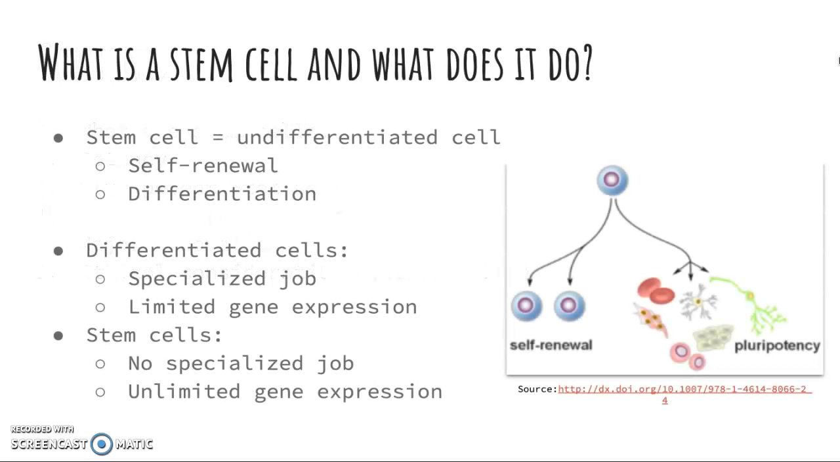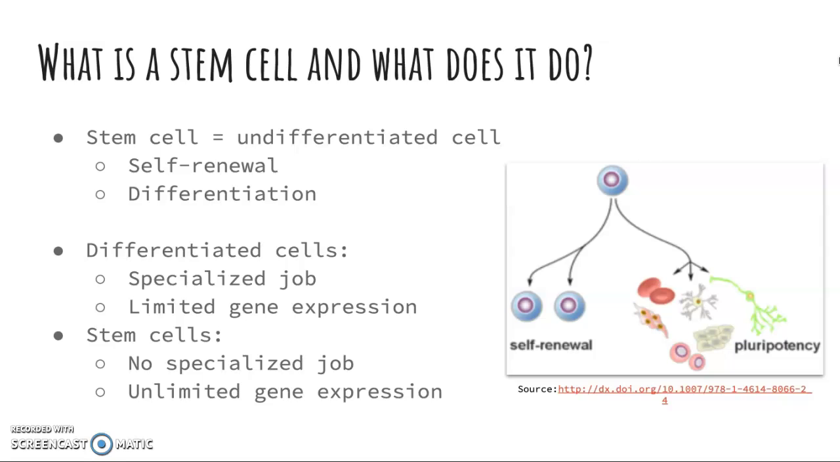But let's get started. So firstly, what is a stem cell and what does it do? Stem cells are what we call undifferentiated cells. This means that they are not specialized for certain parts of the body, and there are two things that can really happen from here. Stem cells can either multiply through a process called self-renewal and create more stem cells, or they can differentiate into specialized cells that have a specific purpose in the body.